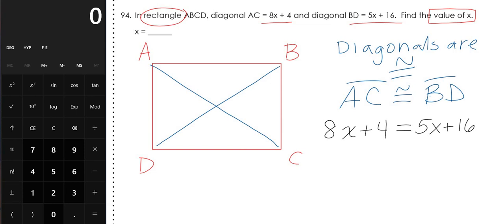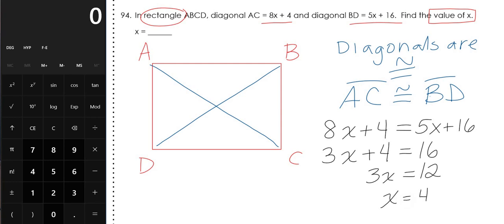Now let's solve. Let's get all the x's to the left. That's where the larger x value is. So subtract 5x from both sides, and we have 3x plus 4 equals 16. Subtract 4. Now we have 3x equals 12. Divide by 3, so x will equal 4. And that's our final answer. So what's special about rectangles and their diagonals? Well, they're congruent. Same thing for a square.